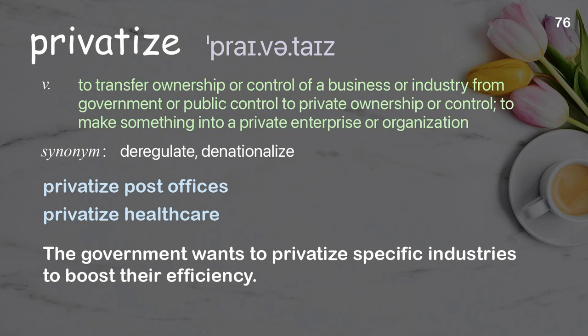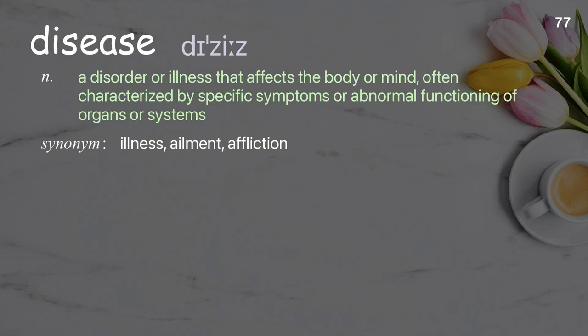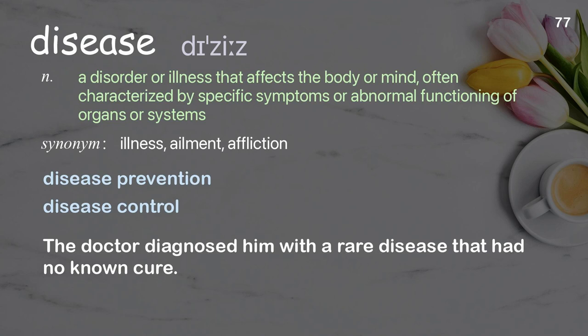Disease. A disorder or illness that affects the body or mind, often characterized by specific symptoms or abnormal functioning of organs or systems. Examples. Disease prevention. Disease control. The doctor diagnosed him with a rare disease that had no known cure.